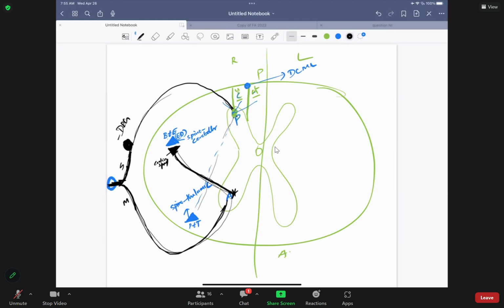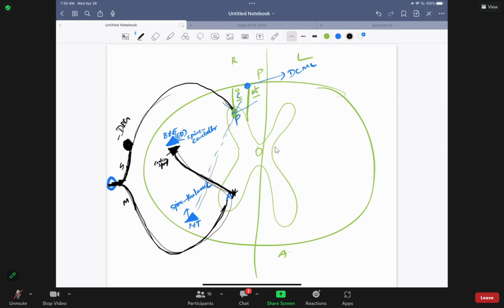So is there any specific signals that this corticospinal tract carries, or does it carry everything? Motor function. Not everything, motor function. It cannot carry sensory, it's a motor function.